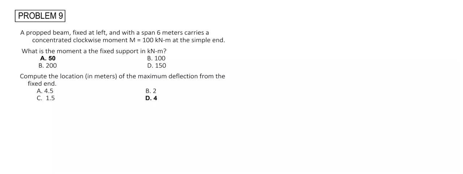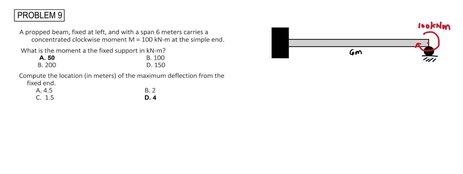A prop beam fixed at left and with a span of 6 meters carries a concentrated clockwise moment of 100 kN-m at the simple end. We are tasked to calculate the moment at the fixed support in kN-m and compute the location in meters of the maximum deflection from the free end. And we have our prop beam in the figure on the right.